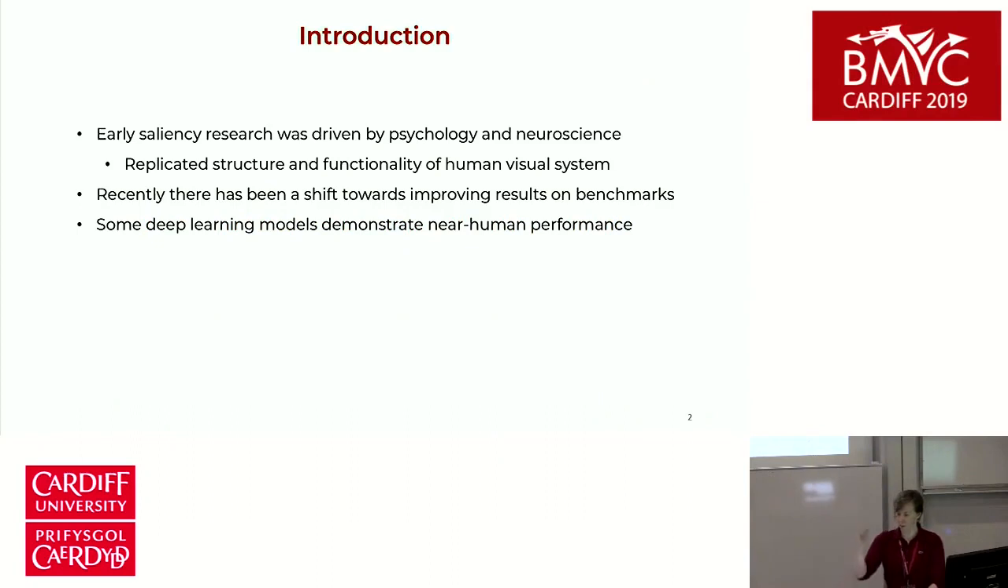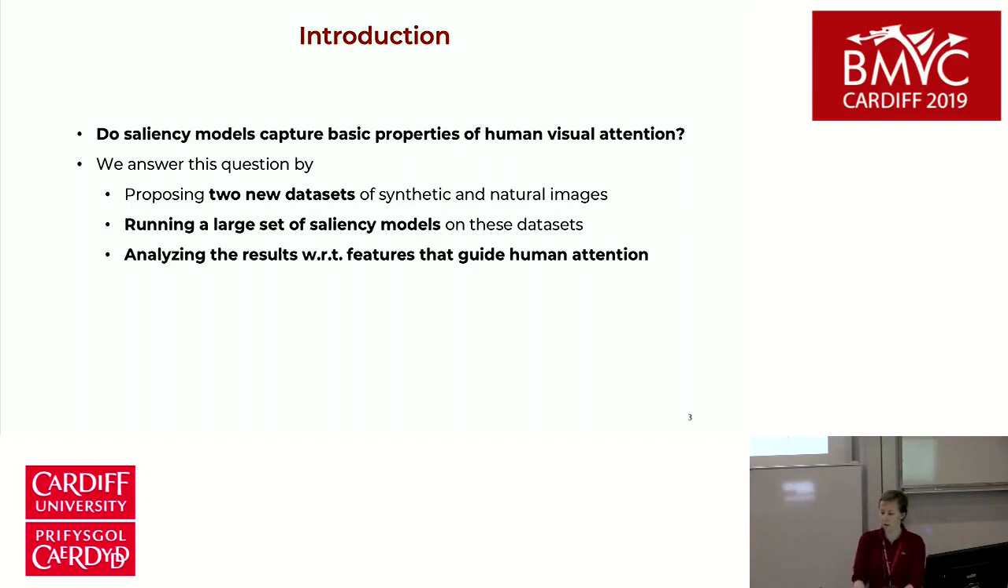So I'm going to begin with a little bit of motivation for our work. Many of you may know that early saliency research was driven mainly by psychology and neuroscience. Some of the early models actually tried to explicitly replicate the structure and functionality of the human visual system. However, recently, there has been more of a shift towards improving results on benchmarks instead. As a result of this improvement, some of the deep learning models now demonstrate near-human performance. The question we want to ask is whether these saliency models still capture the basic properties of human visual attention as defined by neuroscience and psychology.